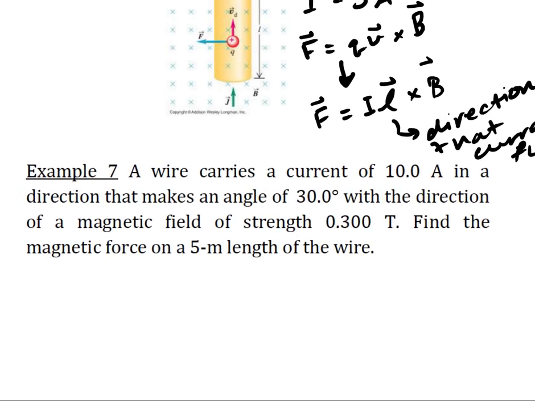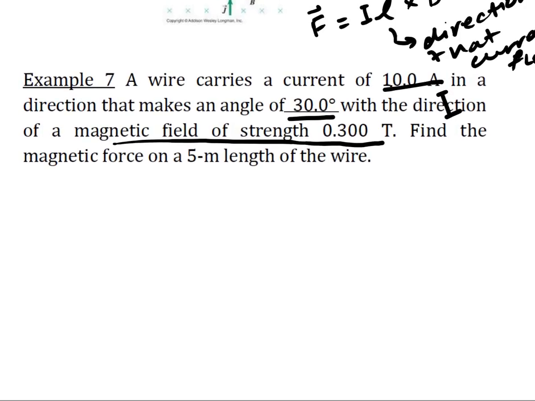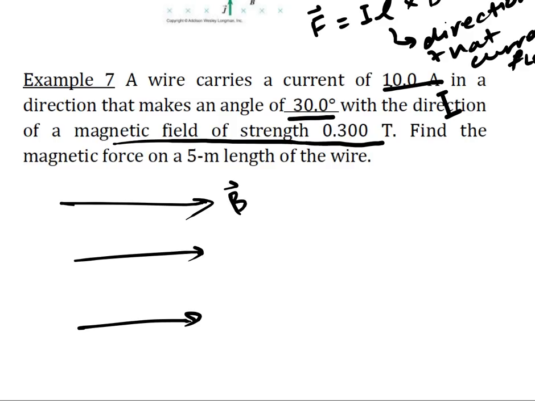Okay, so let's come to example number 7. So a wire carry a current 10 ampere, right? So here you are given I over here in a direction that makes an angle of the 30 degree with the direction of the magnetic field with the strength 0.3 Tesla. Okay, so how to picture this? So we start with making a picture of a magnetic field. It's a B. And you can draw a wire. Yeah, oh, it's not a good angle. Yeah, like this. Okay, so this is a wire.